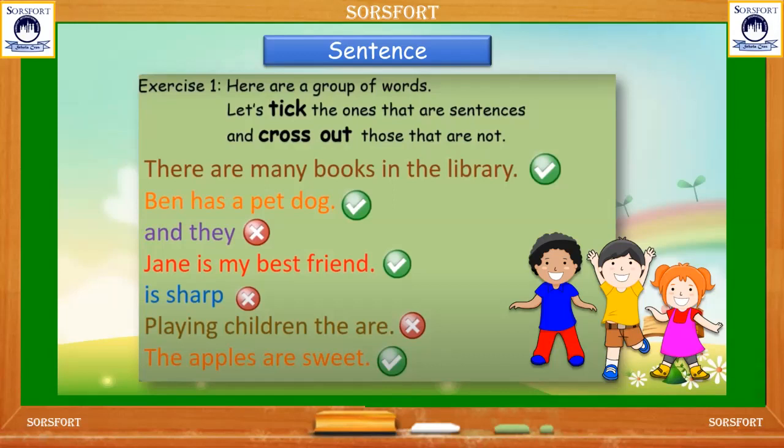Playing children are. It is not showing any sense. So it is not a complete sentence. The apples are sweet. Yes, it's a complete sentence. So now you can understand which are complete sentences.